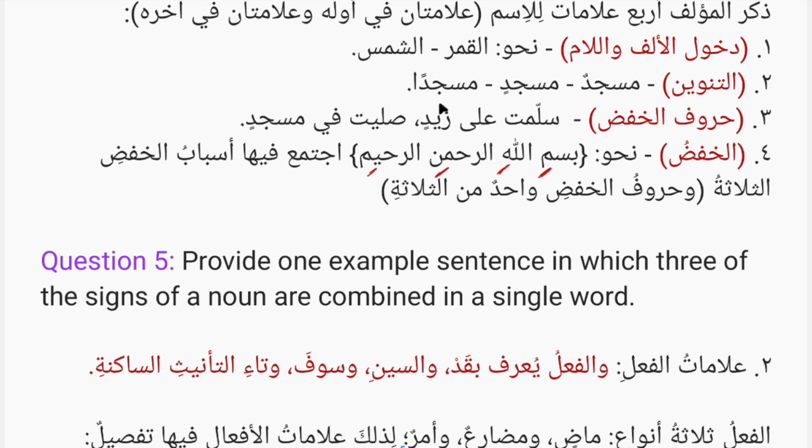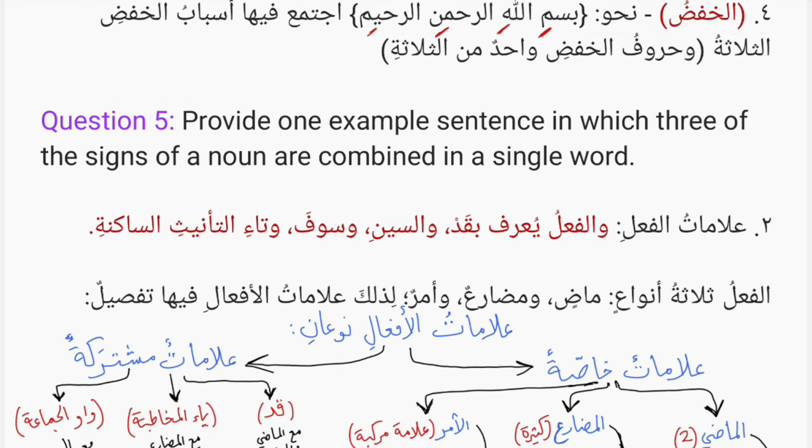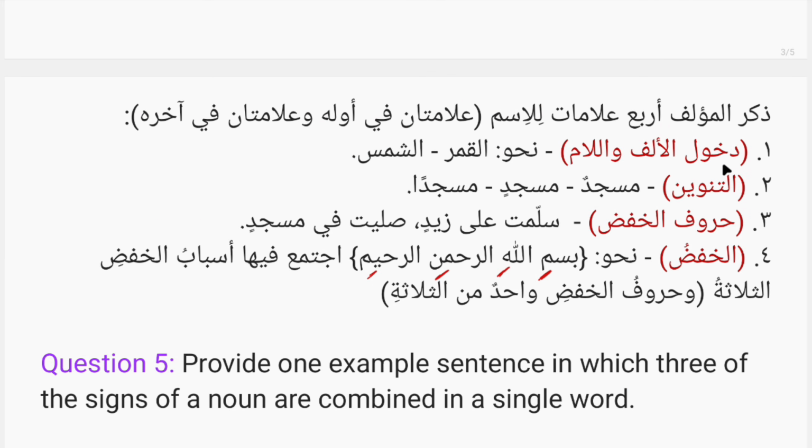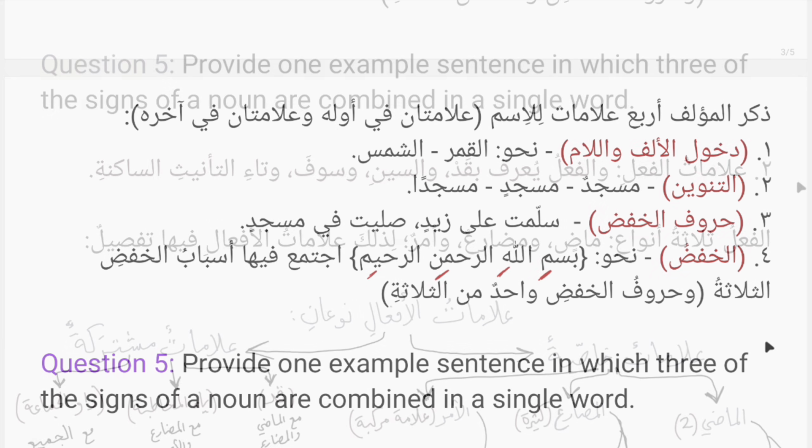If you look at these words, some of them have three signs combined already, but you need to provide your own example, inshallah. That's the fifth and last question. So all of these questions, remember, you're going to write 1, 2, 3, 4, 5 and provide the answers. Okay, that's alamat al-ism. Alamat al-ism, we've mentioned there are three. دخول ألف ولام التنوين حروف الخفض الخفض.